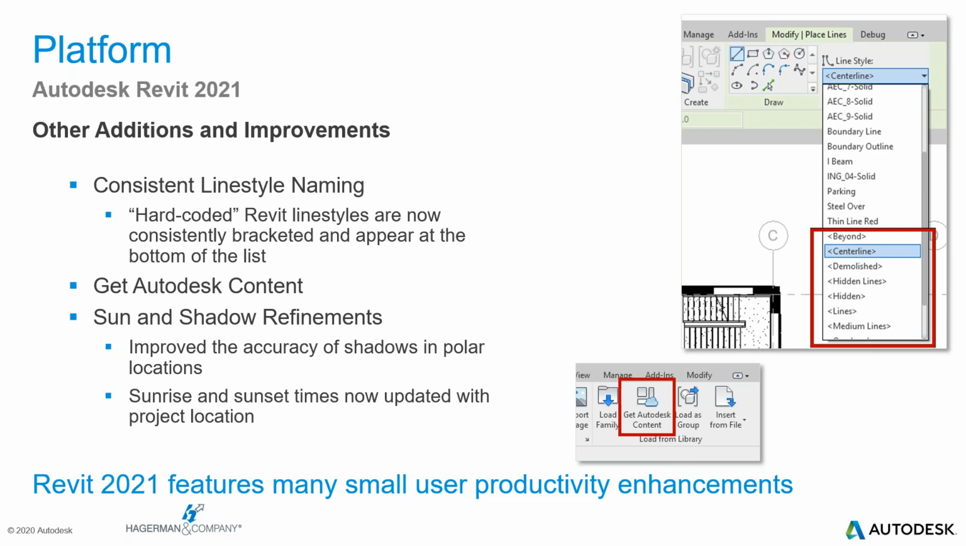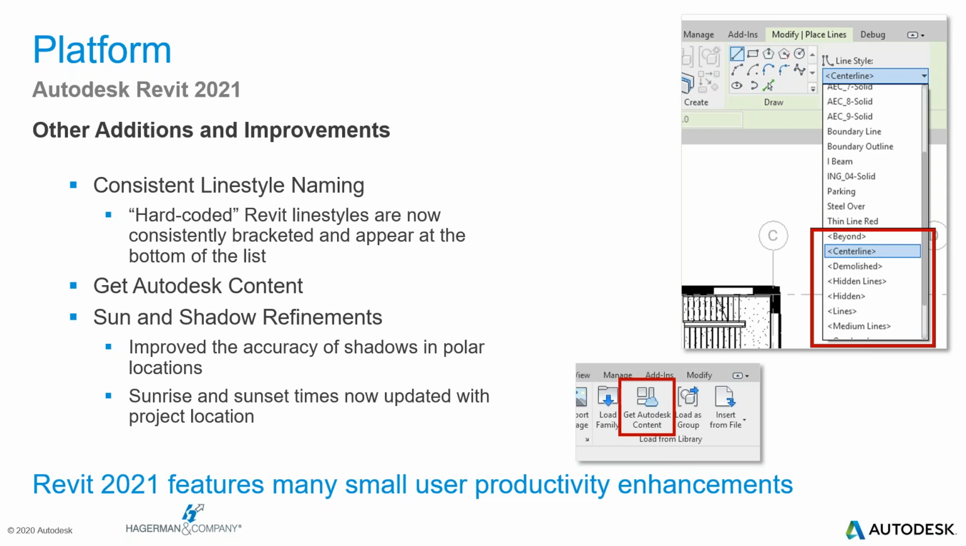Also, to lighten the Revit installer, most sample content is no longer installed with Revit. A new Get Autodesk Content button has been added to ensure that people who do use the sample content have quick and easy access to download this information.